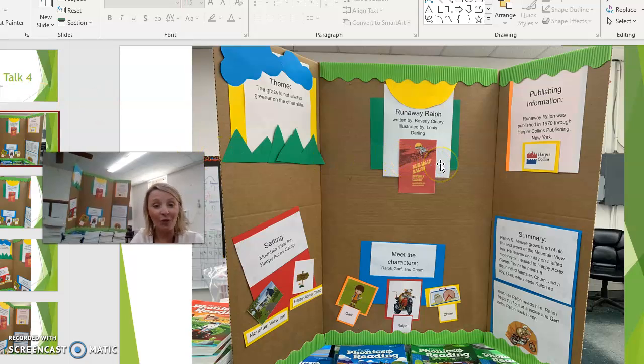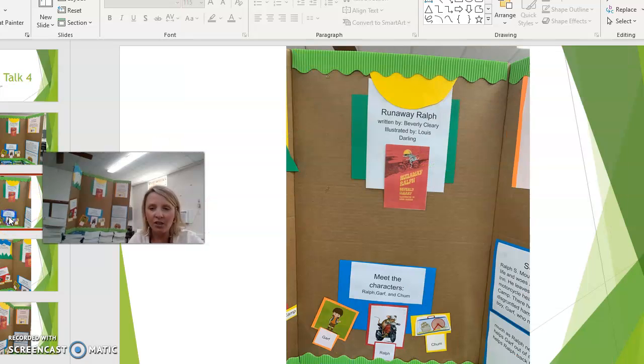So I'll just go through my board. The title is Runaway Ralph. It's written by Beverly Cleary and illustrated by Lewis Darling. And I'll switch slides so you can maybe see it a little bit better. In my research, I learned that Lewis Darling is the original illustrator for this book. It is a chapter book, so there aren't many pictures in it. What few pictures are there are really black and white sketches. But this was Darling's last illustration before he passed away.